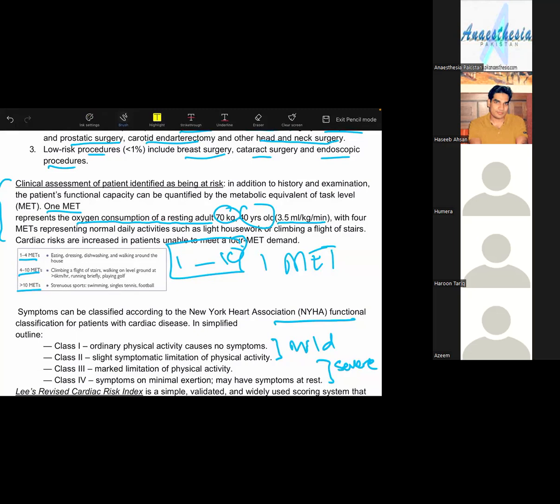And greater than 10 METs is also included. Do you know what the implication of this is, what message we are getting from it? We will discuss further, in a detailed scenario, at what METs we should proceed further or not. There is an algorithm for that. For elective surgery, it should be more than 4 METs.